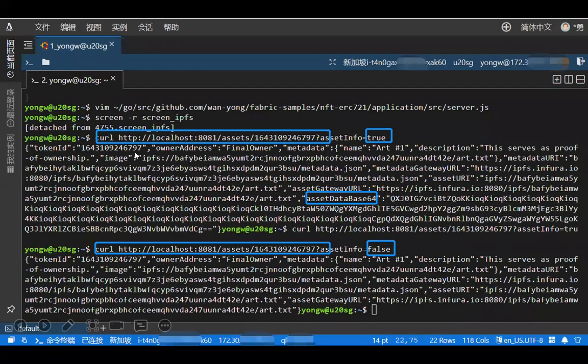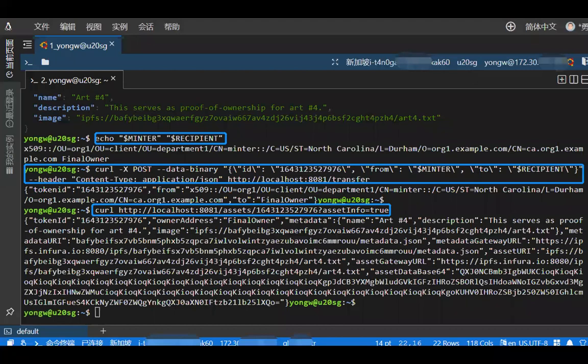And also here you can see the RESTful APIs in curl command lines. Yeah, just show it. The transfer, also the RESTful API for the transfer. You can see we do a POST method here and give the information, the token ID, and from whom to whom, and then it works.